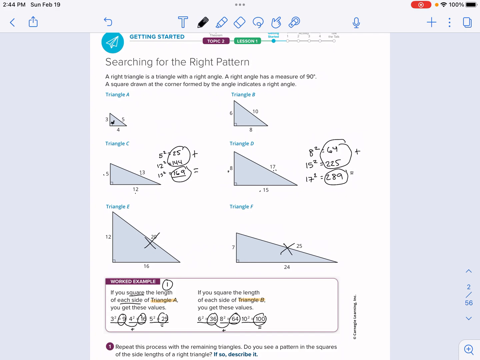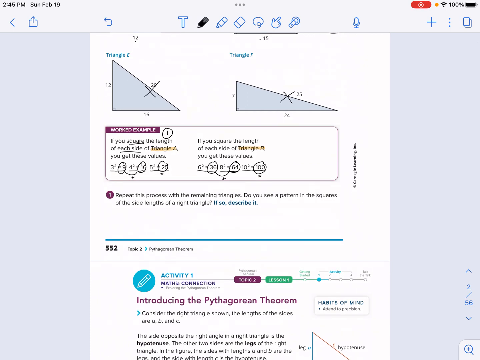So this is a pattern that we see in nature, in construction, architecture. This is just a property that's true. Let's describe this. So it is the sum, right? Sum means to add or total. The sum of the squares, we'll say, of the shorter sides equals the square of the longest side. I'm just going to say the longest square side.